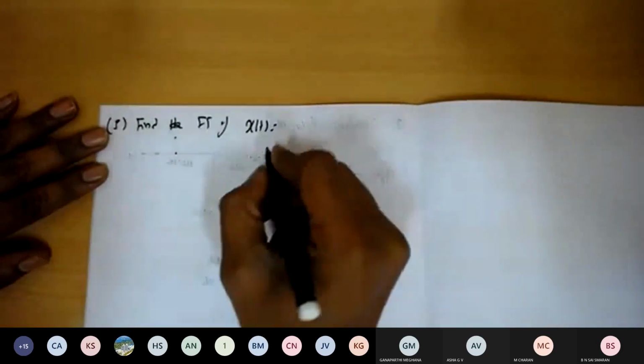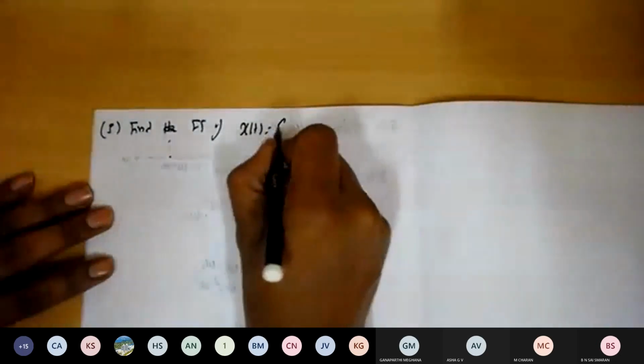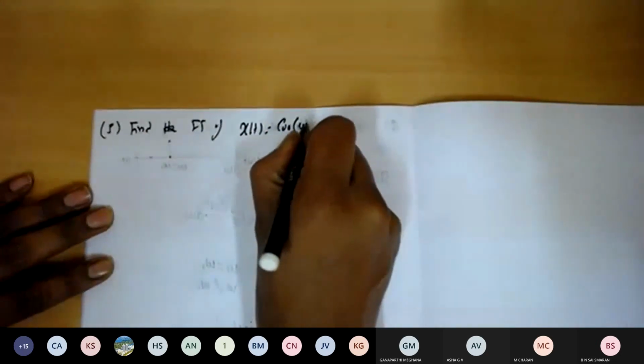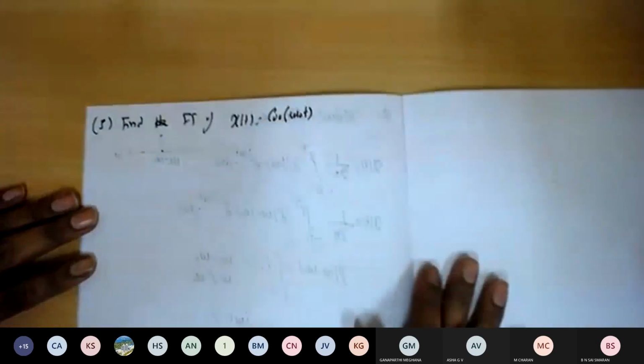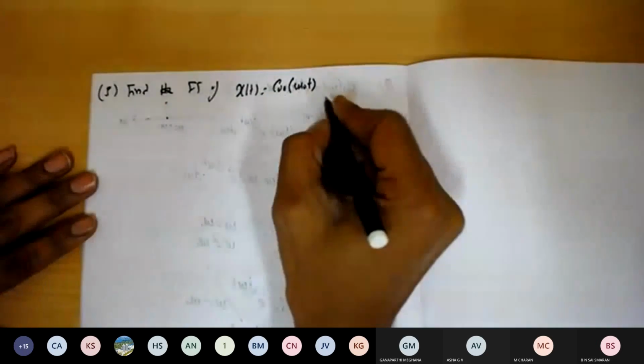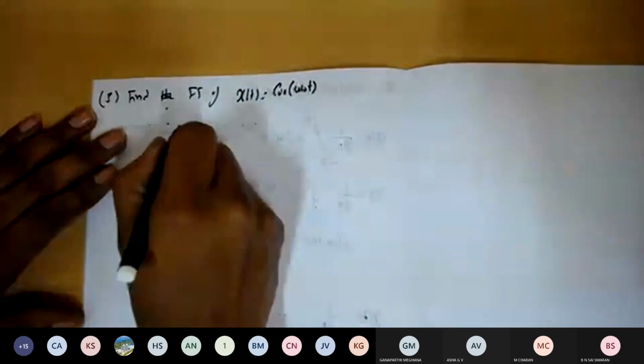x of t is equal to cos omega naught t. So here we need to find out the Fourier transform of x of t, which is nothing but cos omega naught t. So we can express the cos function in terms of Euler's formula.